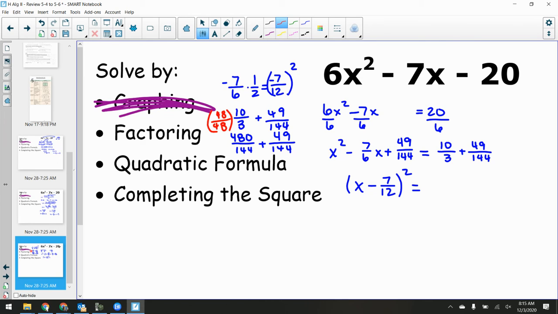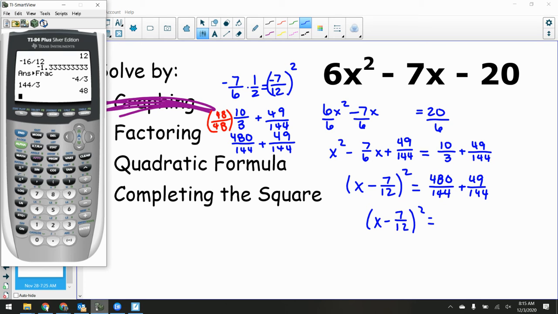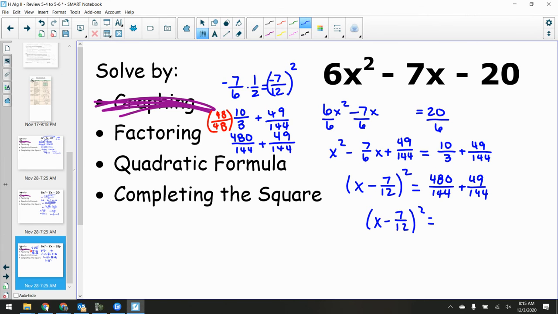So on the right side, I have this 480 over 144 plus 49 over 144. So I've got x minus 7/12 squared is equal to 480 plus 49. Ooh, this is a number that I've seen before. 529. Interesting. 529 over 144.